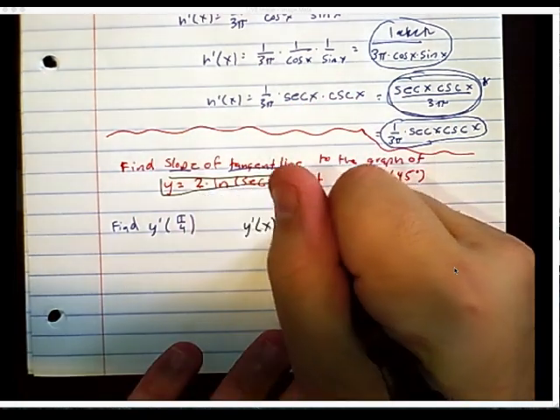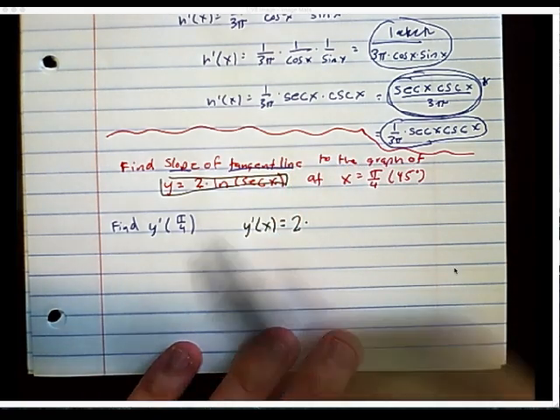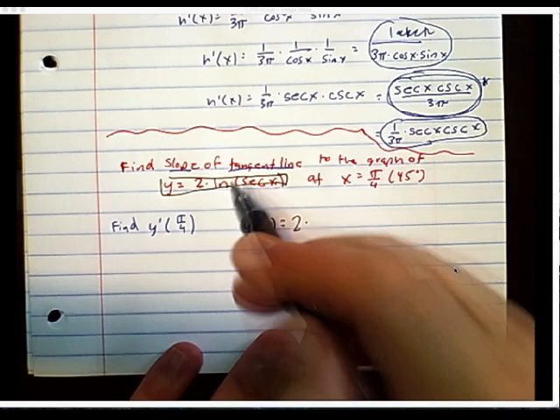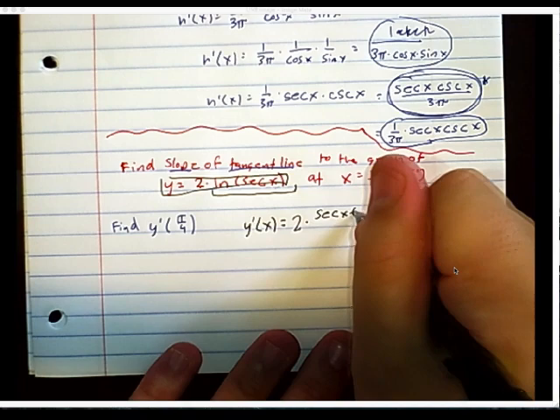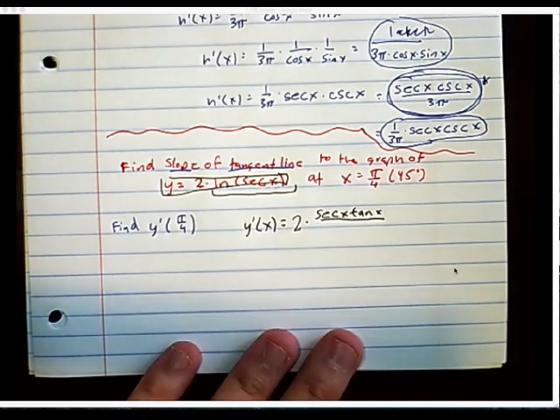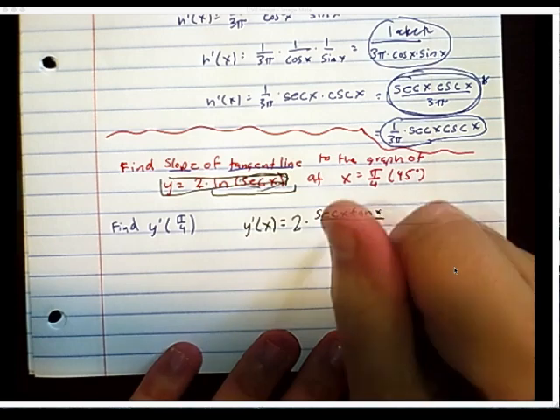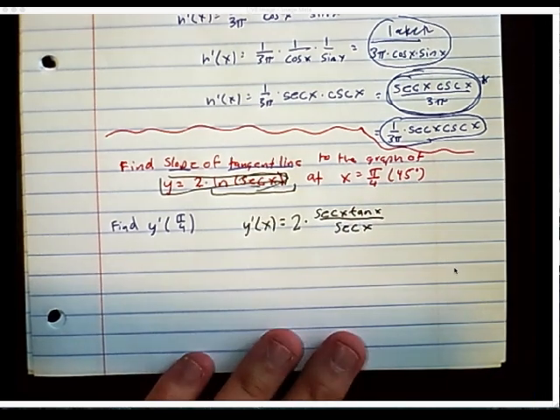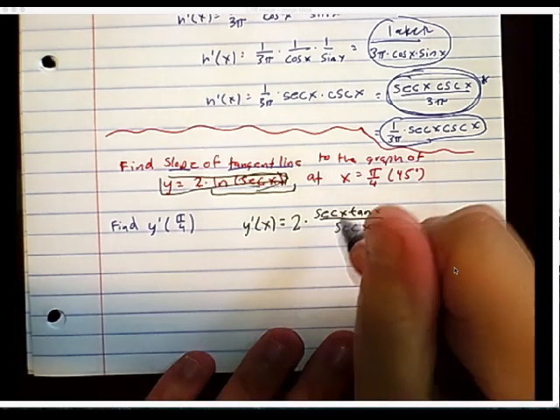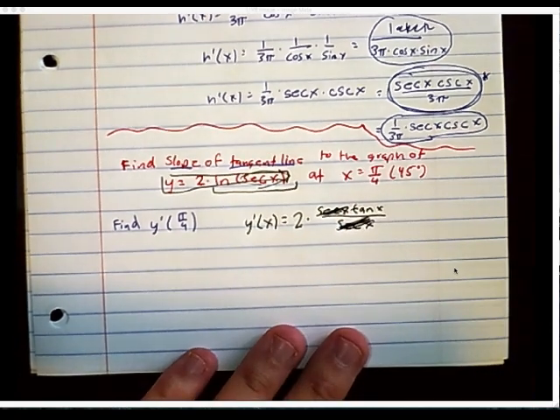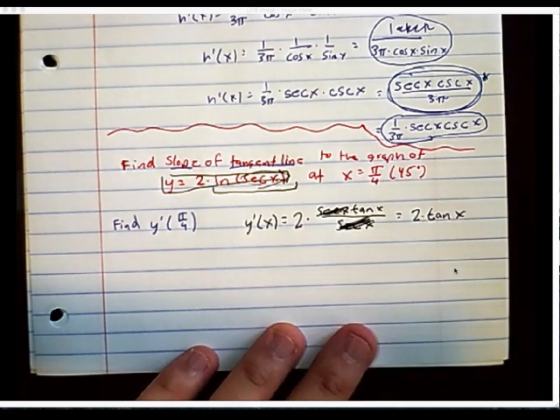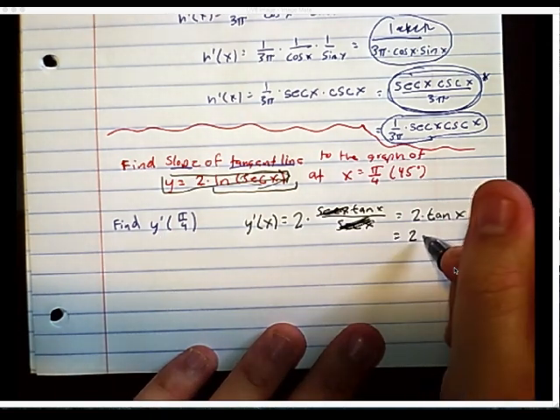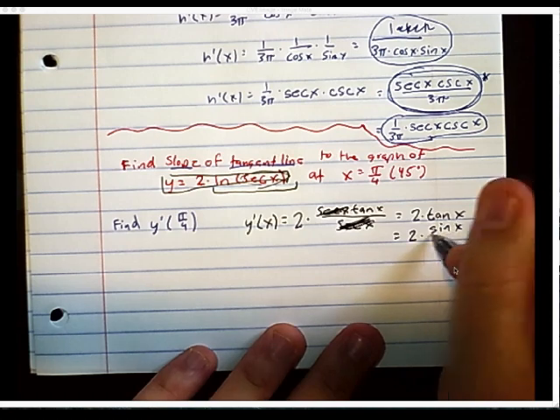2 is a coefficient, it stays. How do I find the derivative of natural log of secant? We take the derivative of secant of x, which is just secant of x, tangent of x, over whatever's on the inside, secant of x. Okay, not too bad. That's actually kind of nice because the secant of x's can cancel each other. So the derivative is just 2 times the tangent. Now you might not know what the tangent of 45 degrees is. So you can also write the tangent as the sine over the cosine.